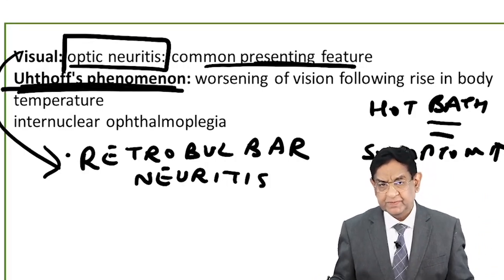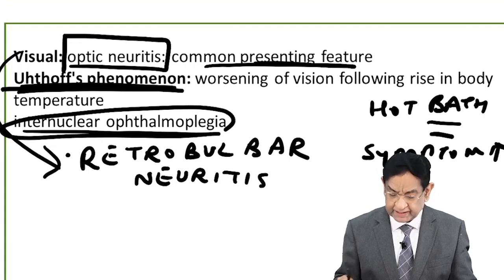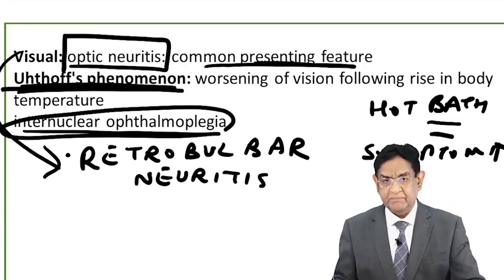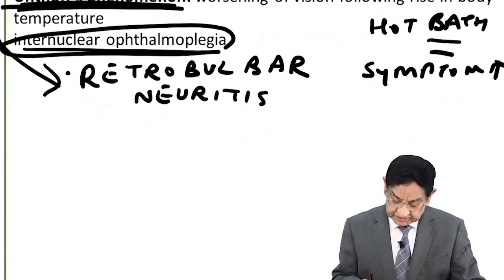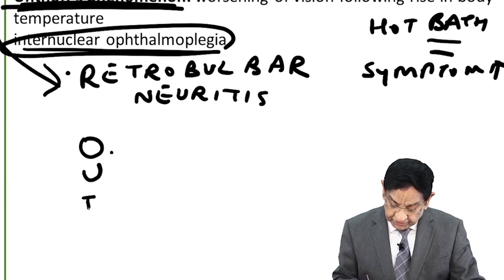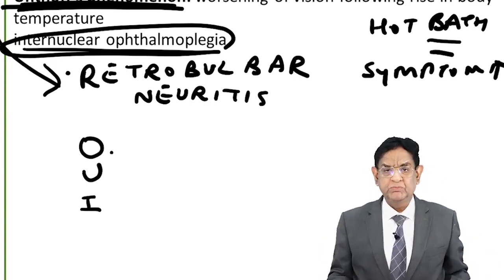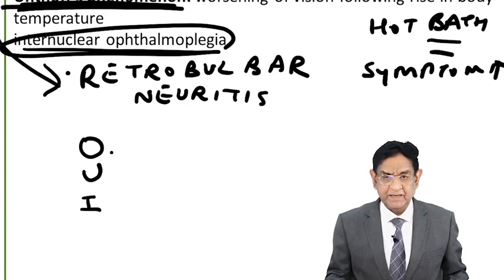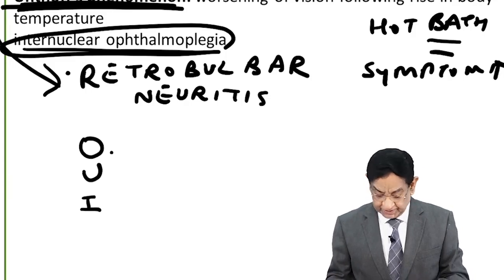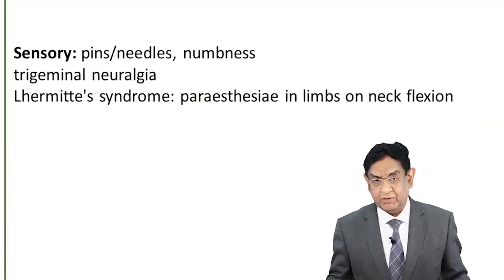Uhthoff phenomenon. And in addition to that, internuclear ophthalmoplegia. If you are getting this word, you are getting multiple sclerosis. So friends, got three things: optic neuritis, Uhthoff phenomenon, and internuclear ophthalmoplegia. If any one of these is mentioned, most likely you are dealing with multiple sclerosis. Such an important point.